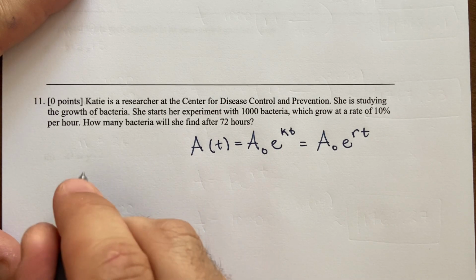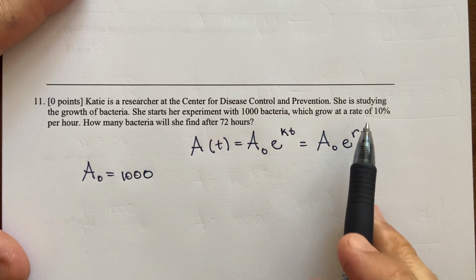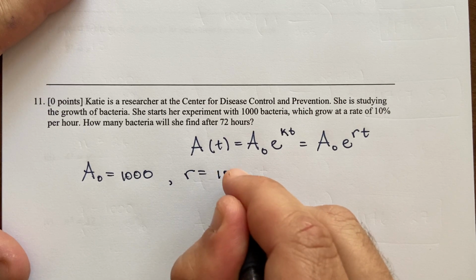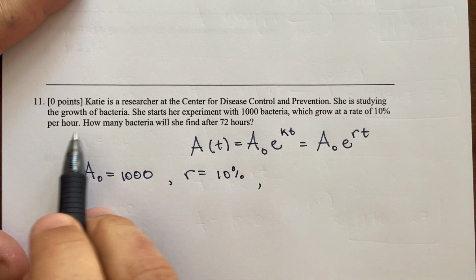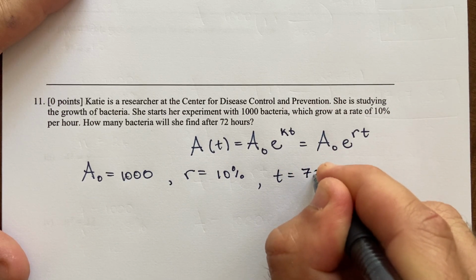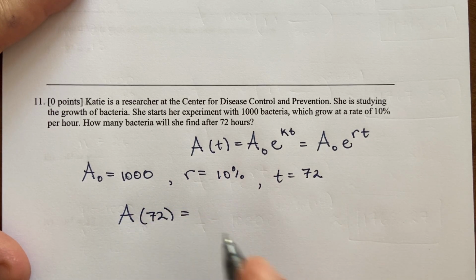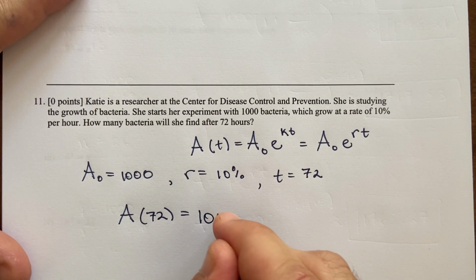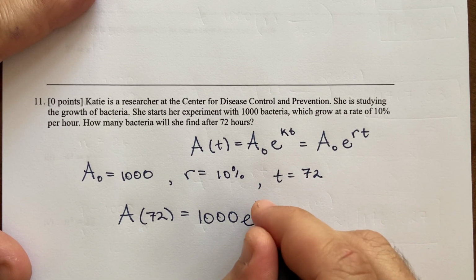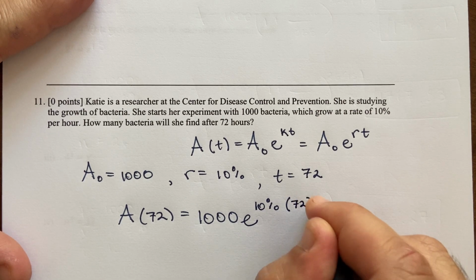So what we're going to have is that the initial amount is this 1,000. We have this growth rate, r equals 10%. And then we're wondering after 72 hours. Right, so the amount after 72 hours would be, well, it depends on the initial amount, times e raised to the 10% times 72 hours.